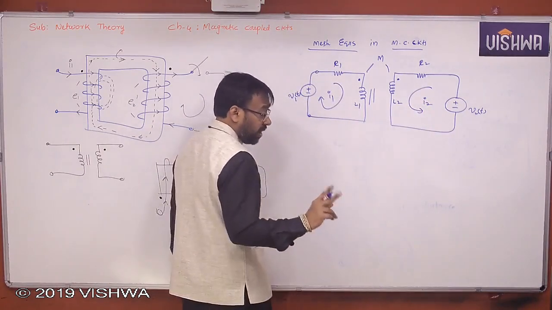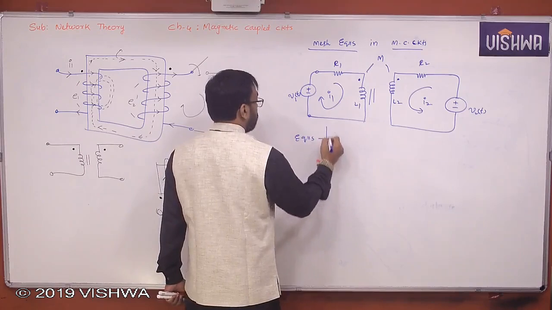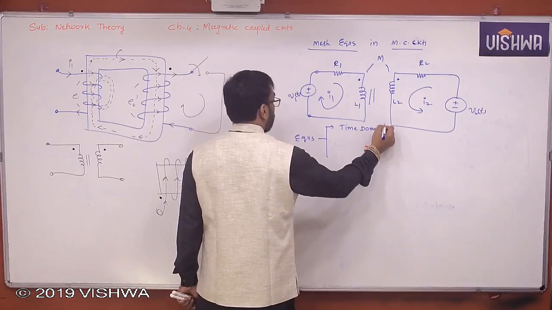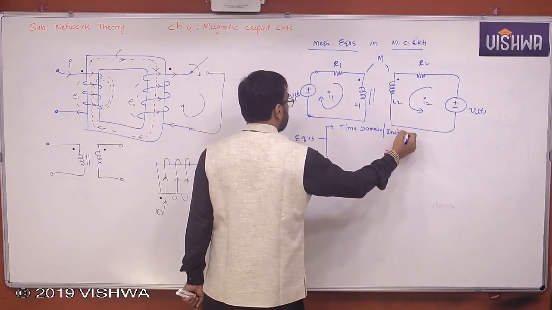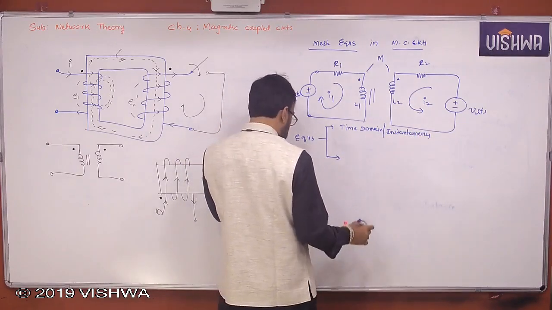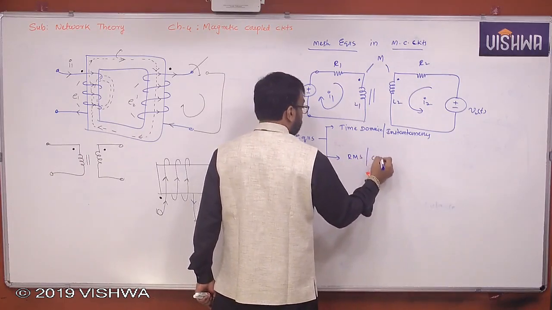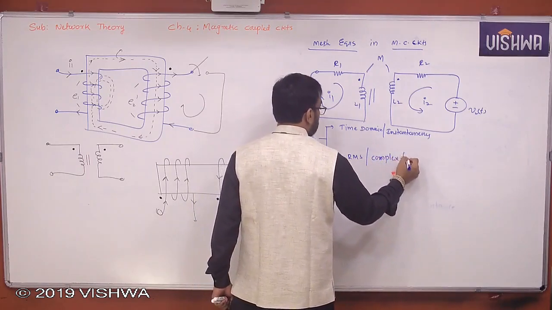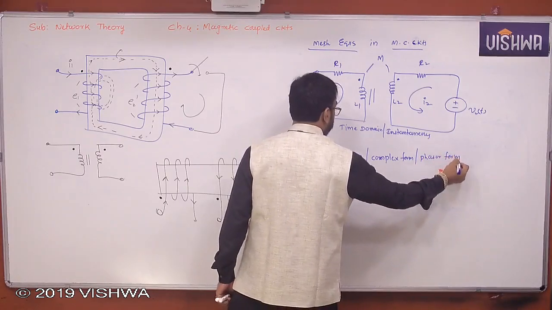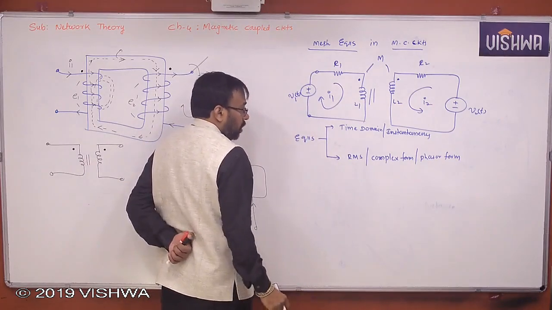Equations can be written in two different forms. One is the time domain or instantaneous. The other is RMS or complex, or phasor form. People call it phasor form also. So first let us write time domain, then we can go for complex RMS.